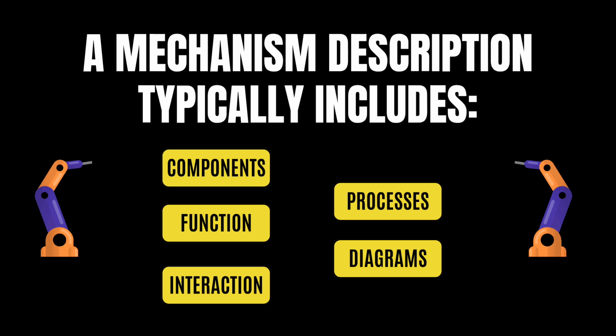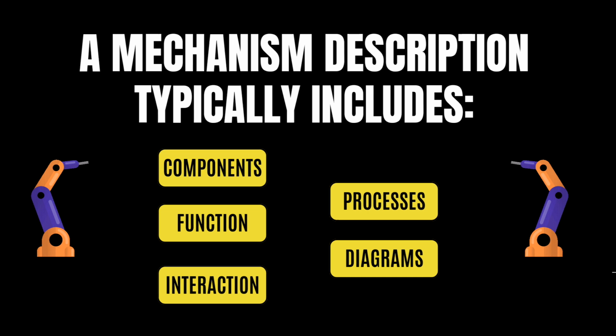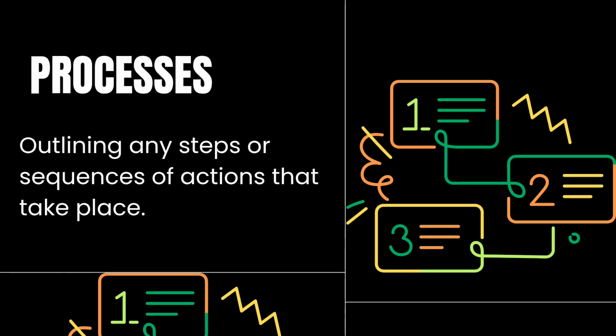So let's start with processes and diagrams. Processes refer to the steps or sequences of actions required to achieve a particular goal. Think of them as the how-to guides for getting things done. For instance, baking a cake involves a specific process: gathering ingredients, mixing them in the right order, baking, and then decorating. Processes ensure that tasks are performed systematically and efficiently.